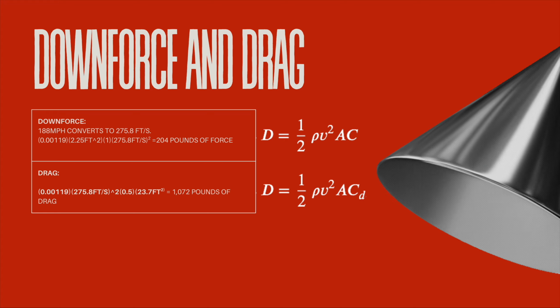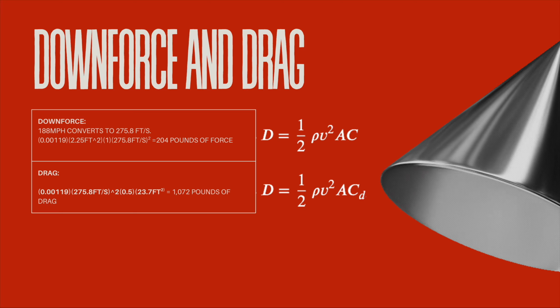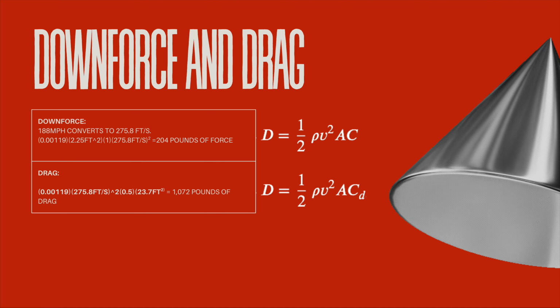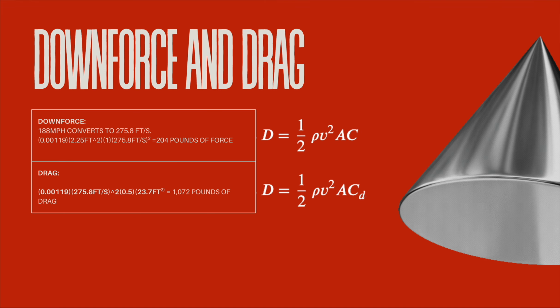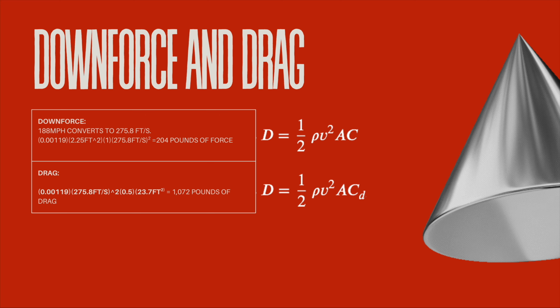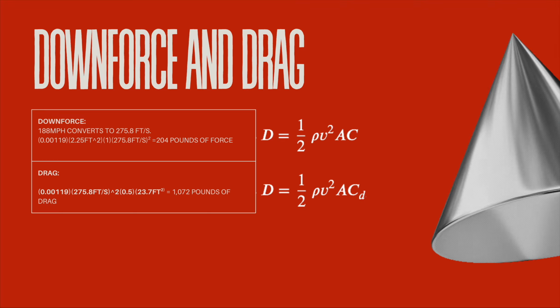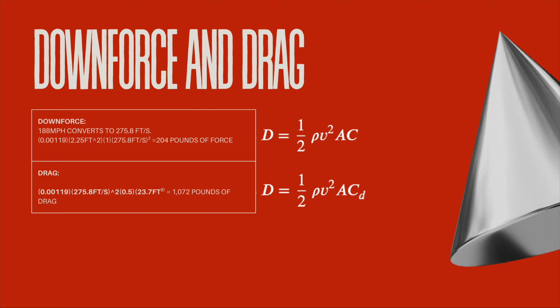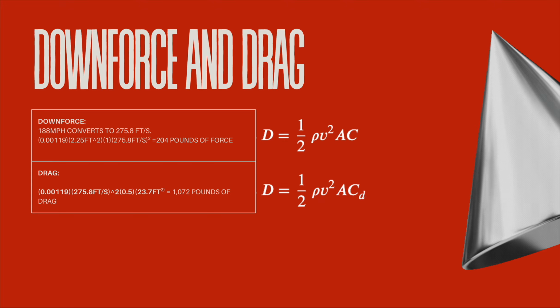The average frontal area of a NASCAR car is 23.7 square feet, so we'll be using that. And then the average drag coefficient is 0.45 to 0.5, and we will be using 0.5. That means that at 188 miles per hour, the air is pushing backwards on the car with 1,072 pounds of force resisting its motion. That's over half a ton of force trying to slow the car down. The engine must constantly overcome this force just to maintain speed.